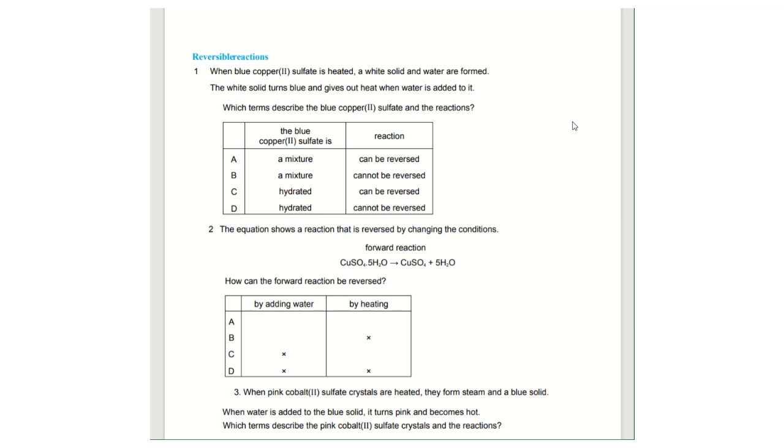When blue copper sulfate is heated, a white solid and water are formed. The white solid turns blue and gives out heat when water is added to it. Which terms describe the blue copper sulfate and the reaction? The blue copper sulfate is hydrated, containing water as a part of its crystal. Its formula I am going to write.